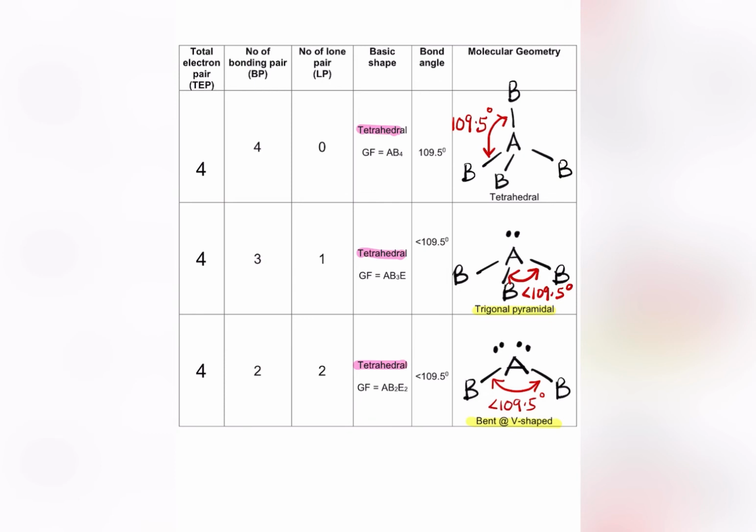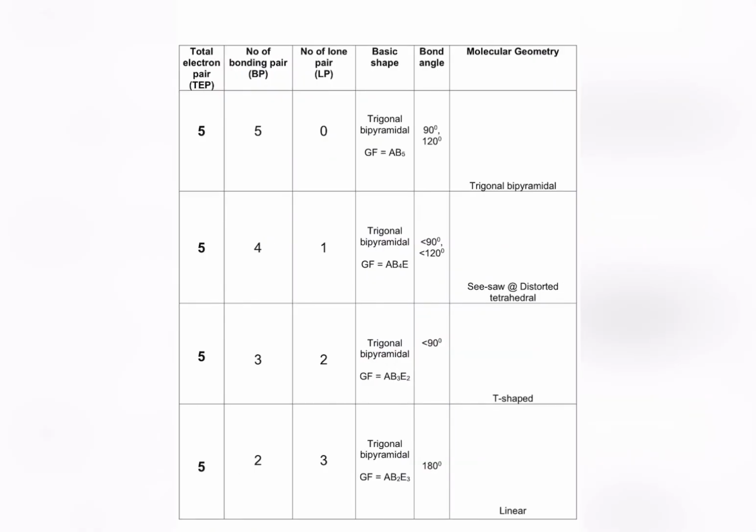So let's try with the next one. Total electron pair adalah 5. So I got 4 shapes here di mana bilangan lone pair dia berbeza. Kita mulakan dengan trigonal bipyramidal, the general one for AB5. So how you want to draw this one? You have to alert. Kita ada 5 bonding pairs.